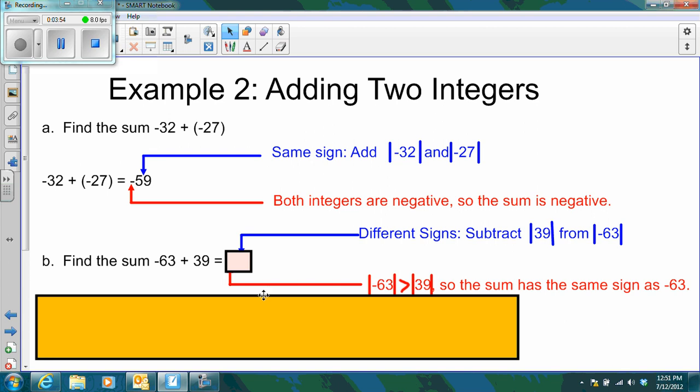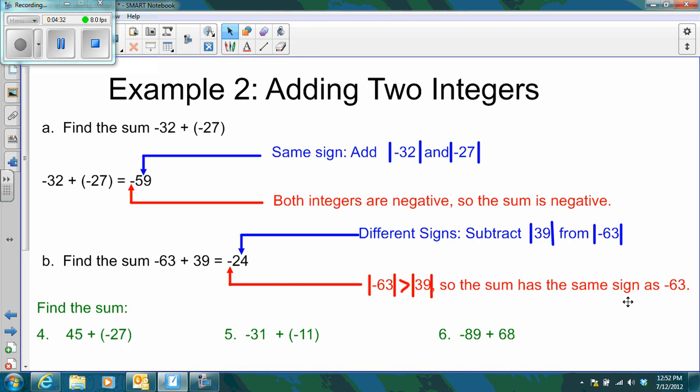A second example, when they're not the same sign, is negative 63 plus 39. Since they're different signs, we're going to take the absolute value of both and take the larger integer minus the smaller. So 63 minus 39 will give us our 24 for the integer. And since the absolute value of 63 is greater than the absolute value of 39, the answer is going to have a negative sign, the same as the greater integer. So in this case, it's negative 24.